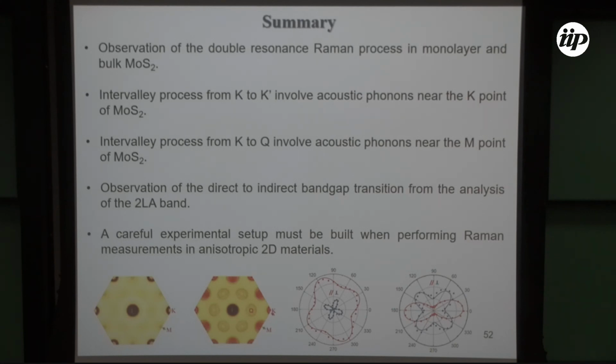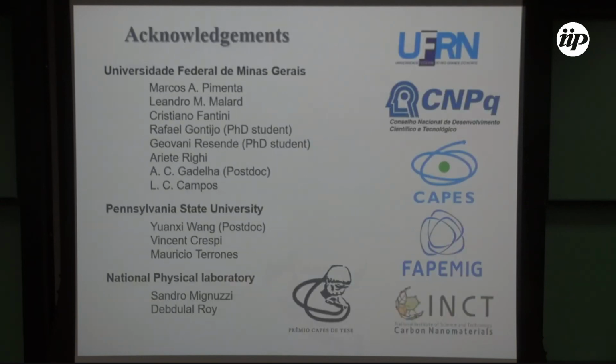The transition from indirect to direct band gap in MoS2, and in semiconducting transition metal dichalcogenides with the H-phase, can influence it, and it's very helpful to try to understand the process. And also, we need a careful experimental setup when doing Raman measurements for anisotropic materials.